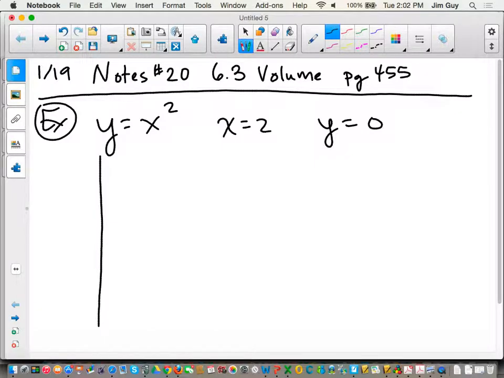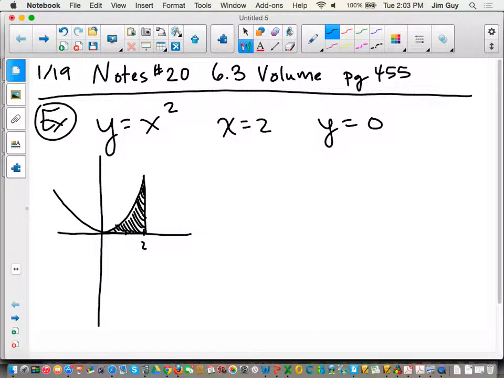I'm going to graph them. Y equals x squared is a parabola. It looks like this. X equals 2 would be this straight line here. And of course, y equals 0 would be the x-axis. So the very first thing is you should shade in the region that we are talking about, that was defined by all those graphs.